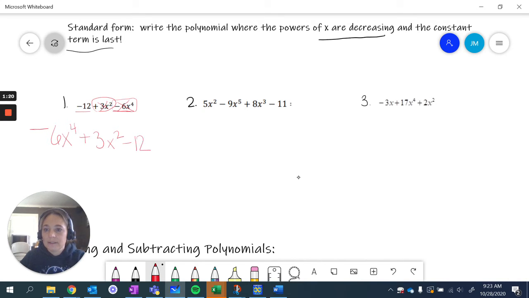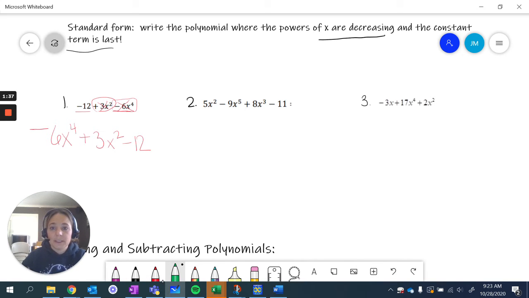And now this polynomial has a degree of 4 because that is our highest exponent, a leading coefficient of -6 because that is the number in front of our highest exponent, and it has 3 different terms in it. Okay, let's do the next one.